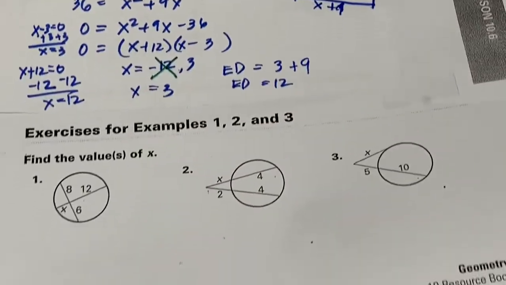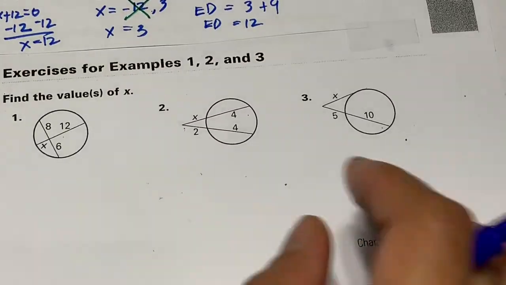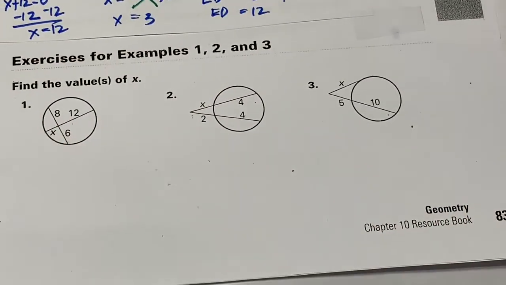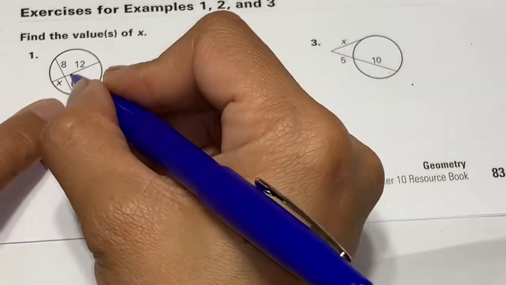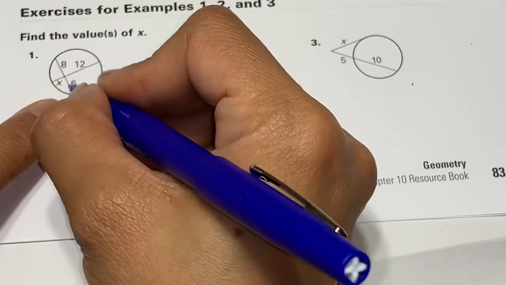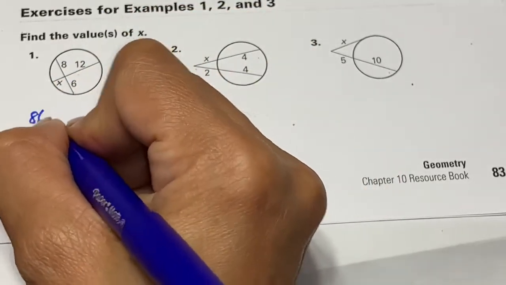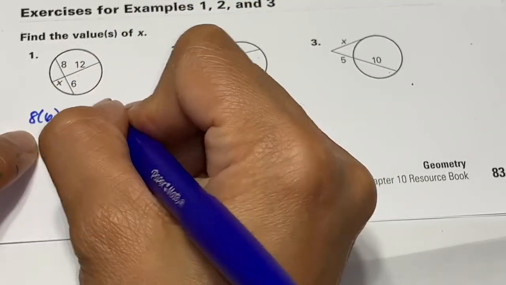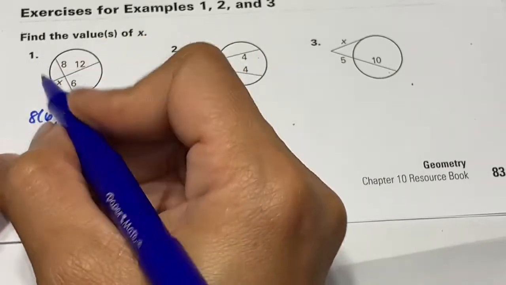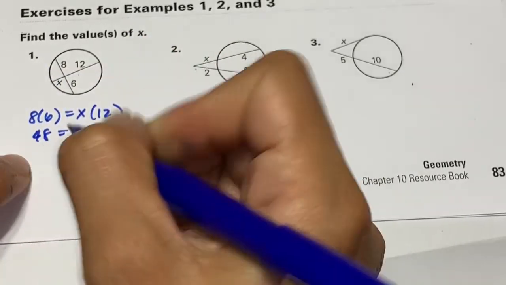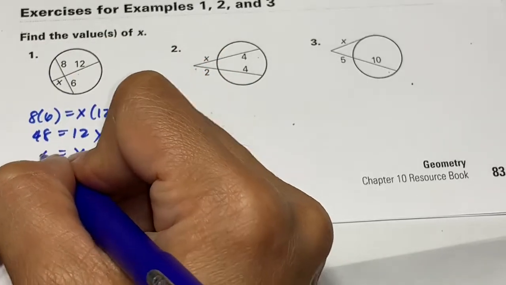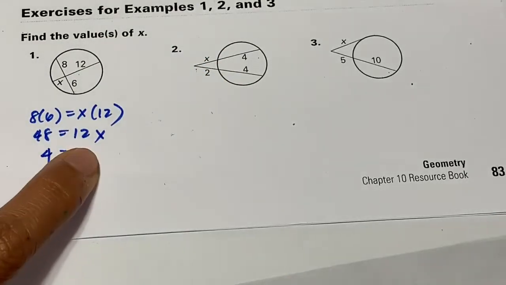And then here, just a quick example for all 3 different scenarios. It's just solving for x, so I'll do it quickly. So again, if it's chords, you just multiply the pieces together. 8 times 6 equals x times 12. That is 48 equals 12x. Therefore, x equals 4, dividing by 12.